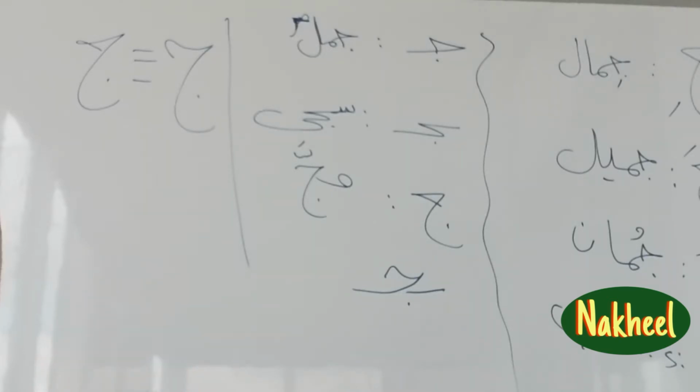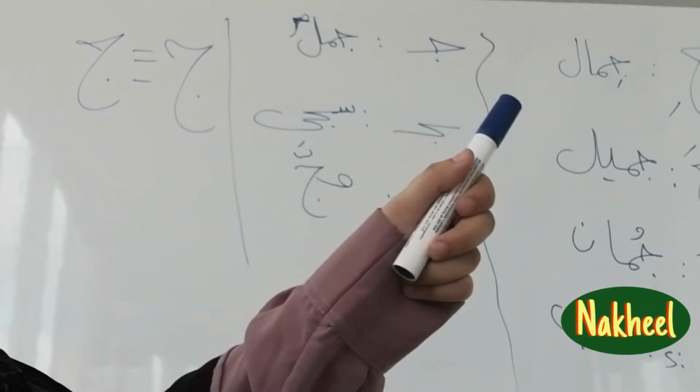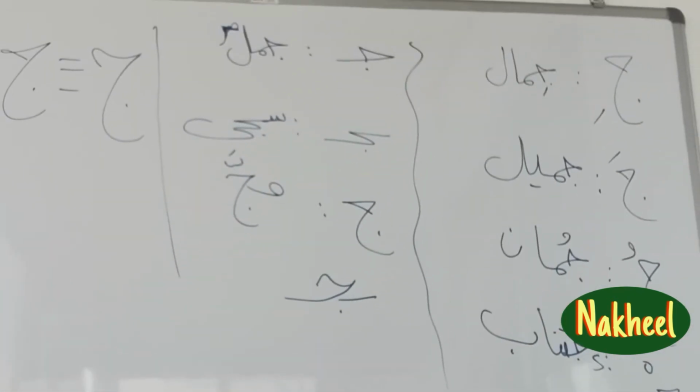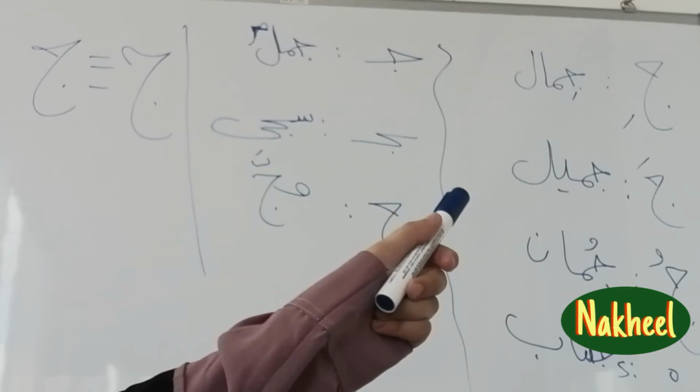This was the letter Jim. Of course, we have 4 different movements of Jim. You can write it 4 different possibilities to write the movements of Jim.